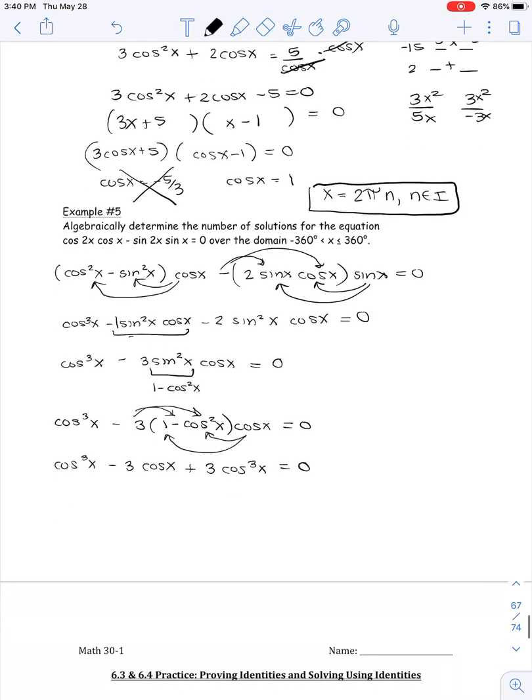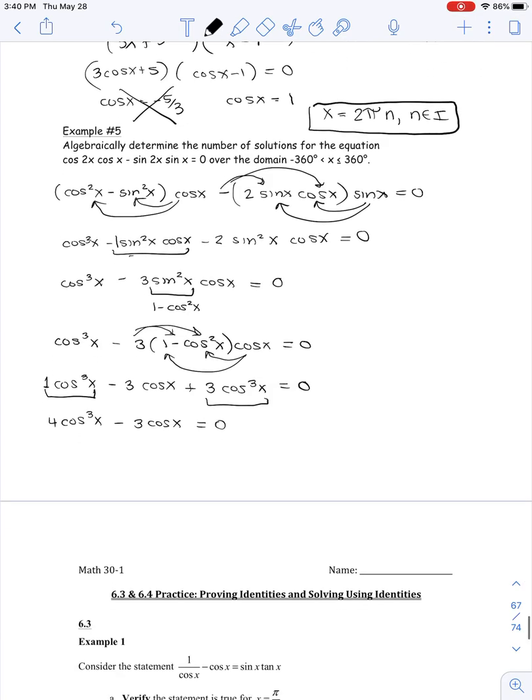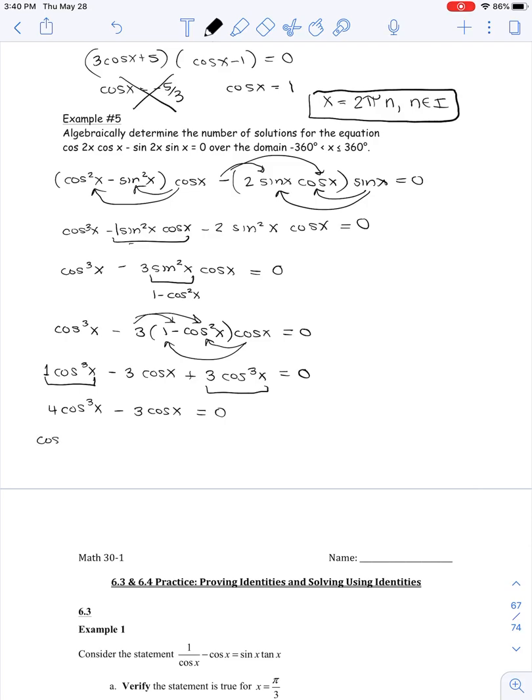So I did that because now I can actually join together these like terms here. The 3 and the 1 in front of it can become 4 cos cubed x minus 3 cos x equaling 0. Now I'm going to factor out the cos, so that's going to give me cos x in front of the brackets, leaving me with 4 cos squared x minus 3. This is the point where I can split it up and say, well, cos of x, when it's equal to 0, that will give me solutions.